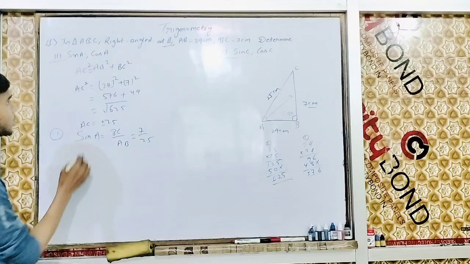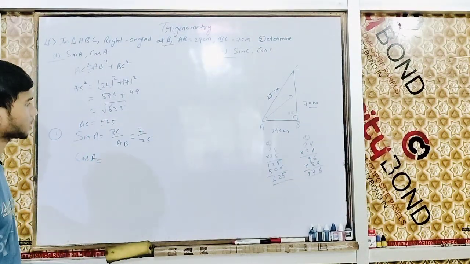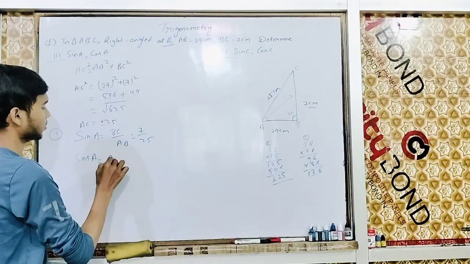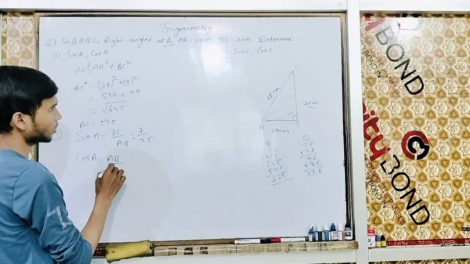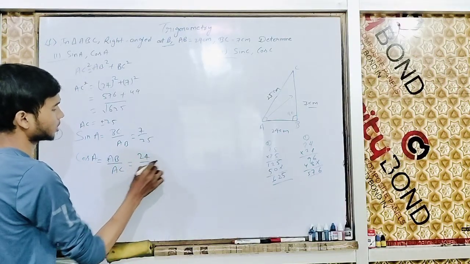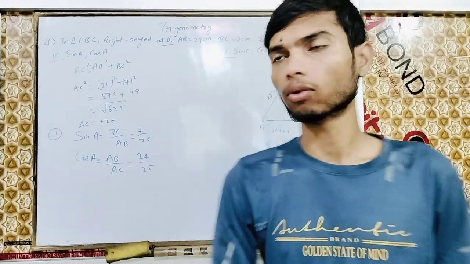Next, cosine. Just opposite of BC, so this would be base upon hypotenuse, AB upon AC. So this is 24 upon 25. This is the ratio of cosine. That is how you will solve.